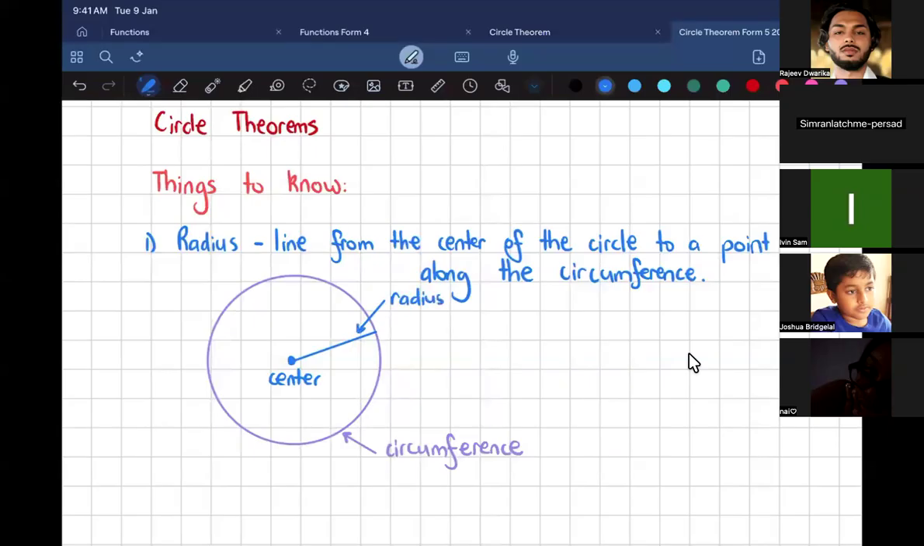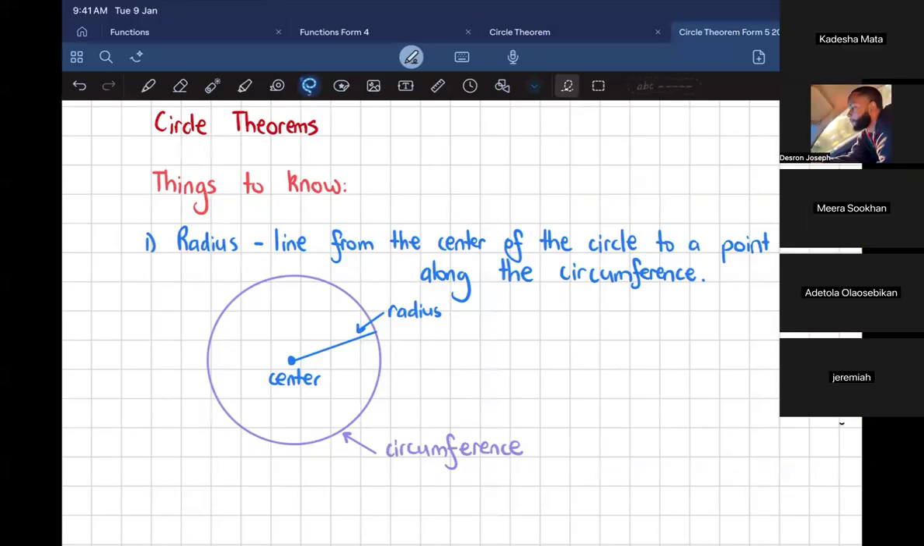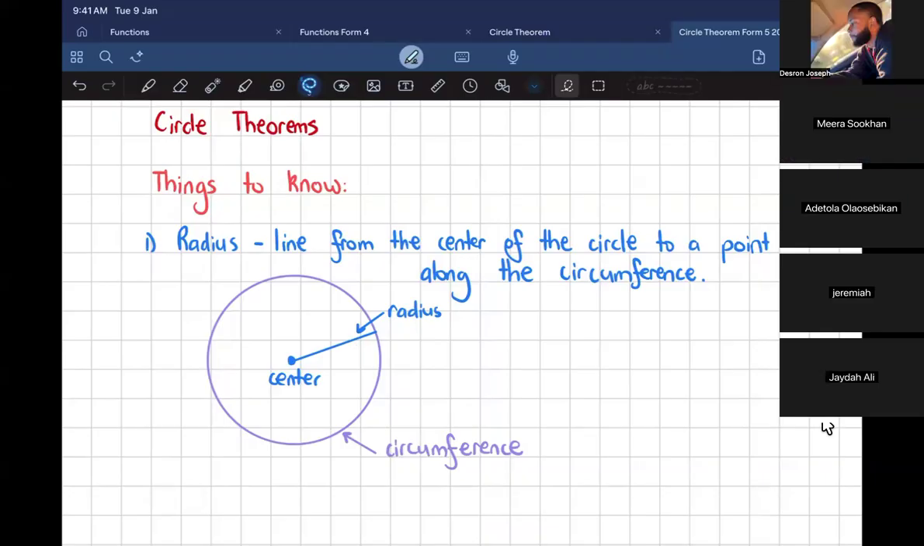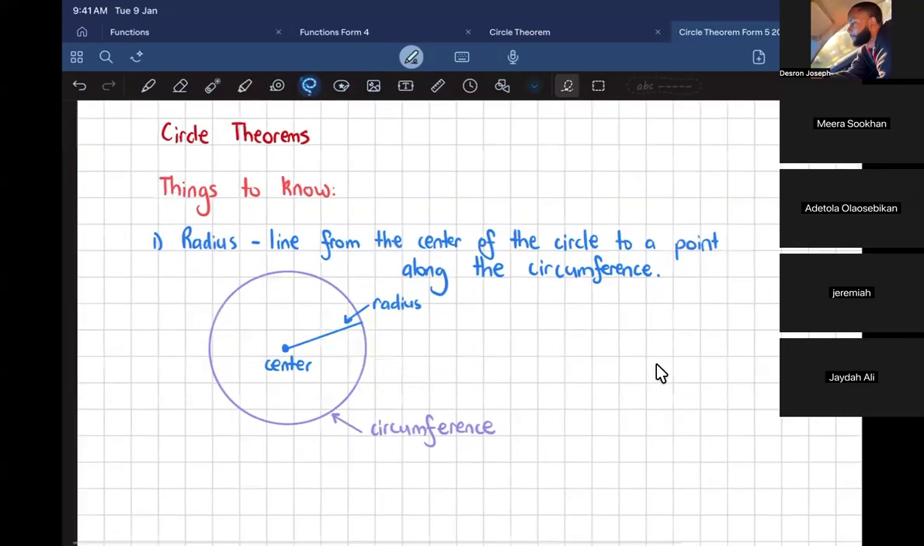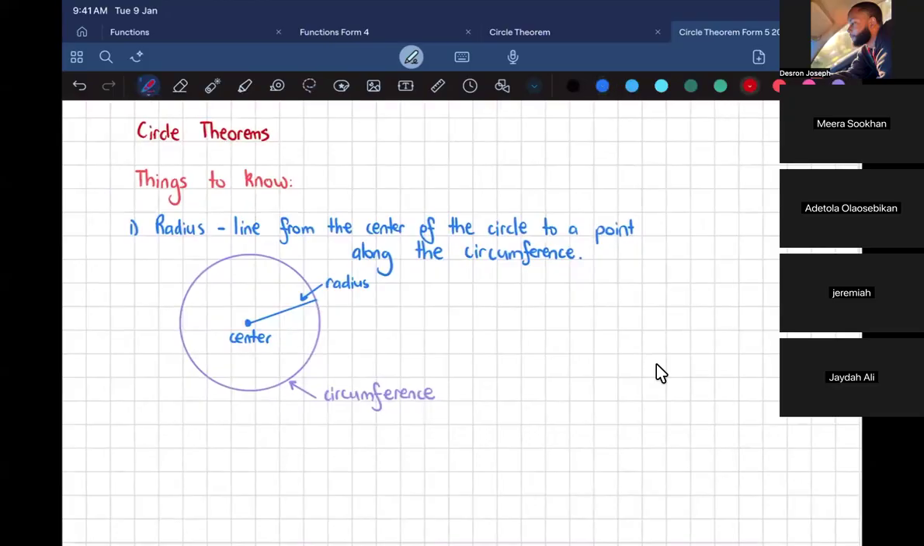Is there anybody that does not understand what the radius is? Tell me no. Simran, Sky, Adetola, Mira, Jira. Everybody understands what the radius is? Okay. I'm going to ask you a question now. So you all could start copying down while I write the question, right?